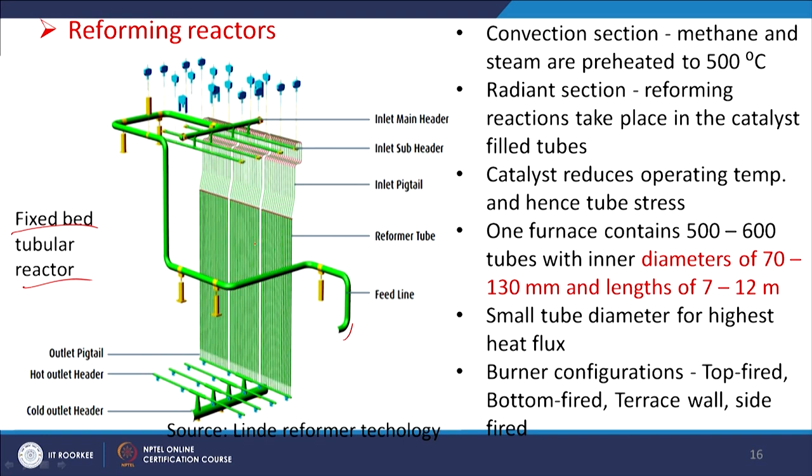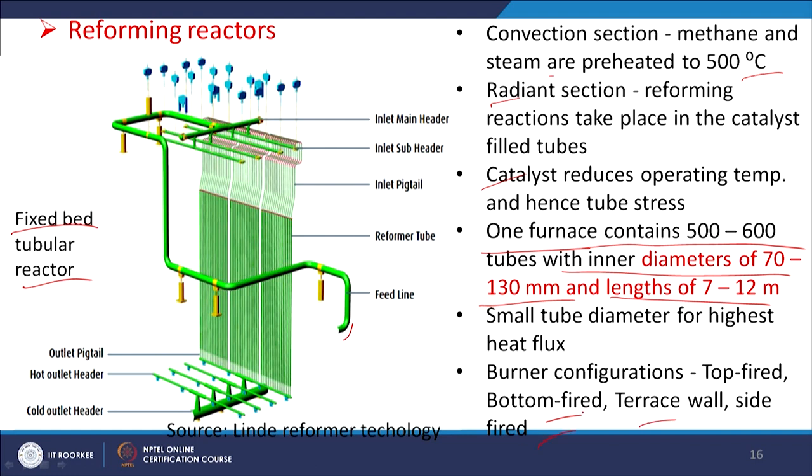So, in commercial scale, if we see one furnace contains 500 to 600 tubes with inner diameter of 70 to 130 millimeter and length of 7 to 12 meter. In the conversion section, methane and steam are preheated to 500 degree centigrade, then there are some radiant sections and catalytic sections, with the catalyst used for the conversion of the methane to syngas. It is top fired, it can be bottom fired, it can be terrace wall side fired.